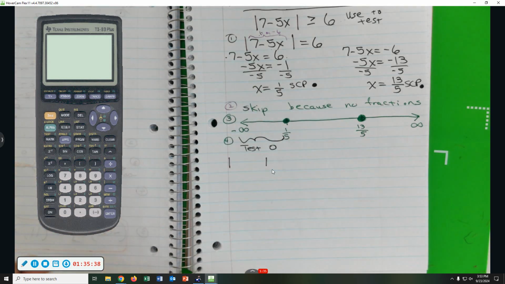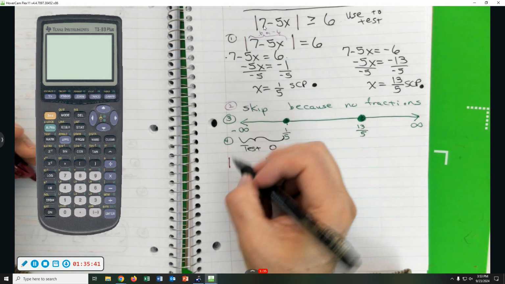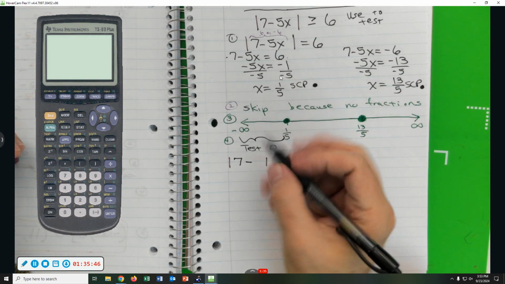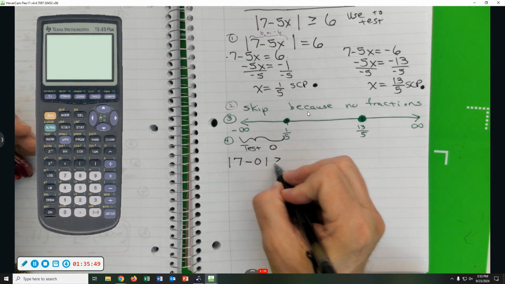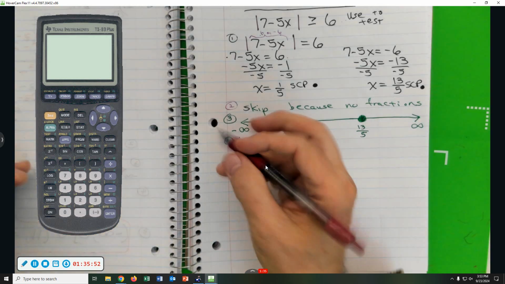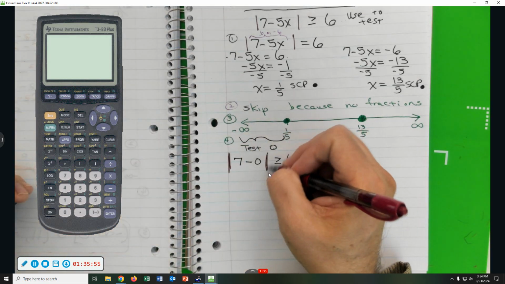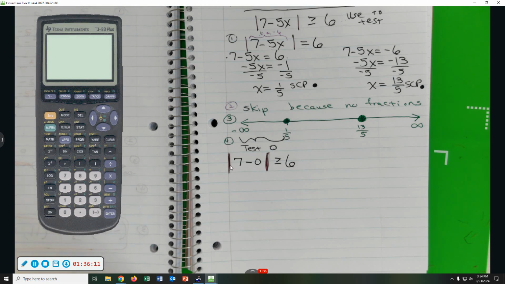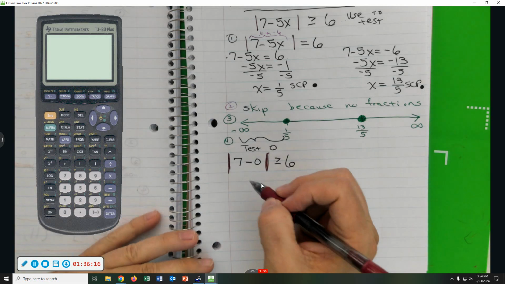So we have the absolute value of 7 minus 5 times 0, which is 0. Is that greater than or equal to 6? These are absolute value bars, there and there. 7 minus 0 is 7. The absolute value of 7 is? No, the absolute value of 7 is, how many units is 7 from 0 on a number line? It's just a positive 7.